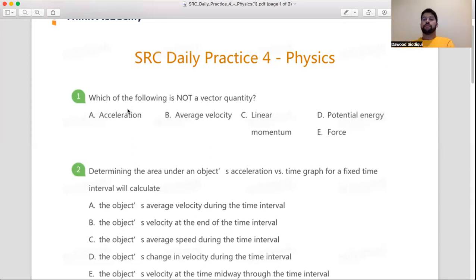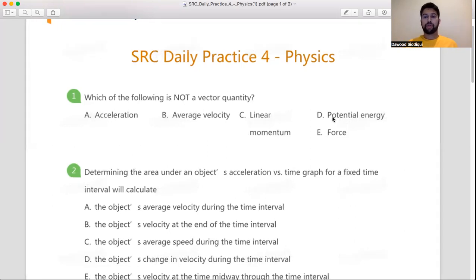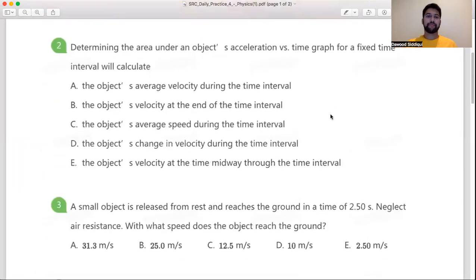And so from these option choices, acceleration, there's a direction, there's a number, velocity, same thing, momentum, same thing, even forces are vectors. But D, potential energy, does not take direction into consideration. So for question 1, the answer should be option choice D.